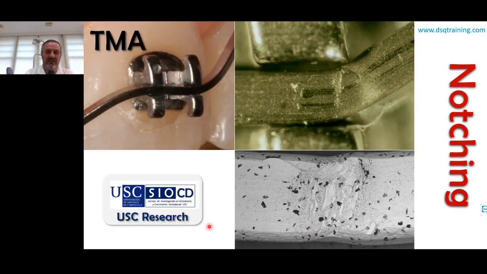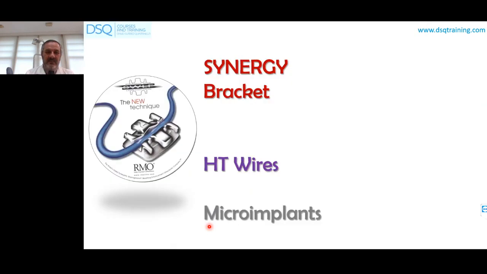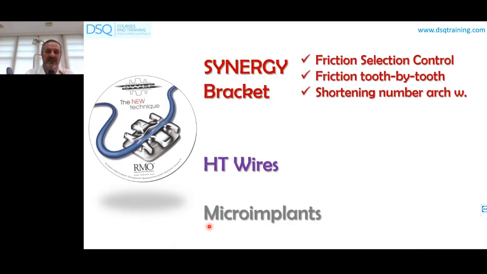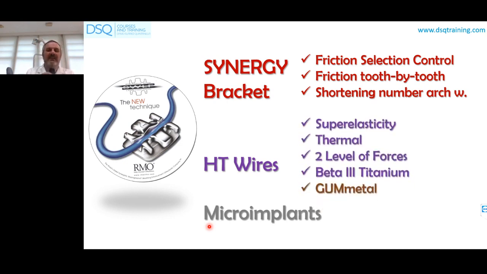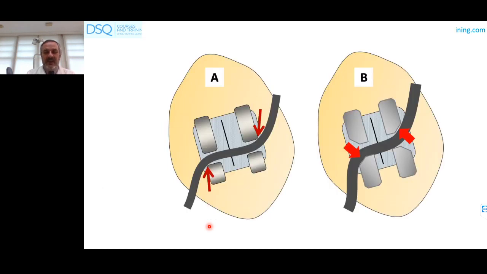root. The notching, okay, and we created the straight wire low friction thanks to the Rocky Mountain Orthodontic Company and comprehend the Synergy bracket with the friction selection control, the friction tooth by tooth, and the shortening of the number of arch wires. High technology wires, superelasticity wires, thermal wires, 2 levels of force, beta 3 titanium, and gunmetal, and the use of micro implants.